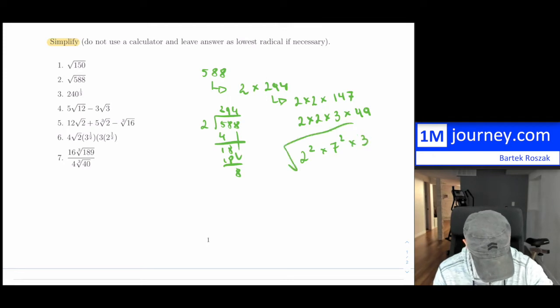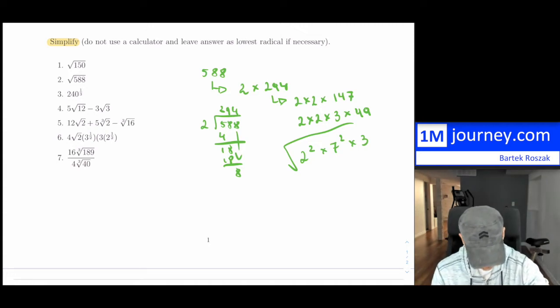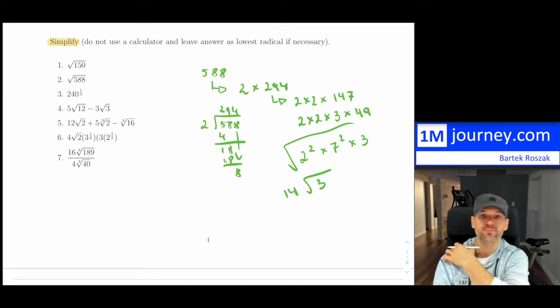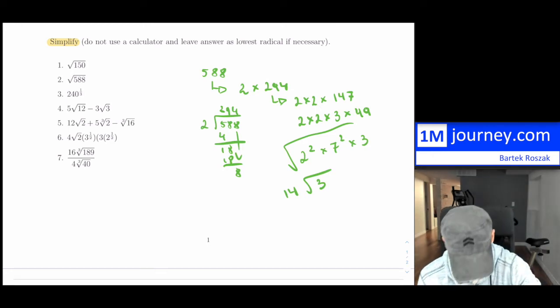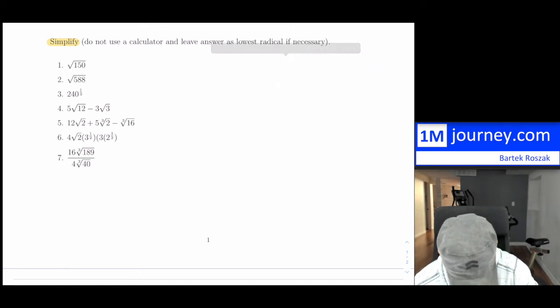Now if you take the square root of this, obviously the 2 and the 7 will come out in front, and 2 times 7 is 14. And then you have 3 underneath the radical. And that's in simplified form. That's as far as we can take number 2. So this was actually a really nice one to force yourself to try to prime factorize.